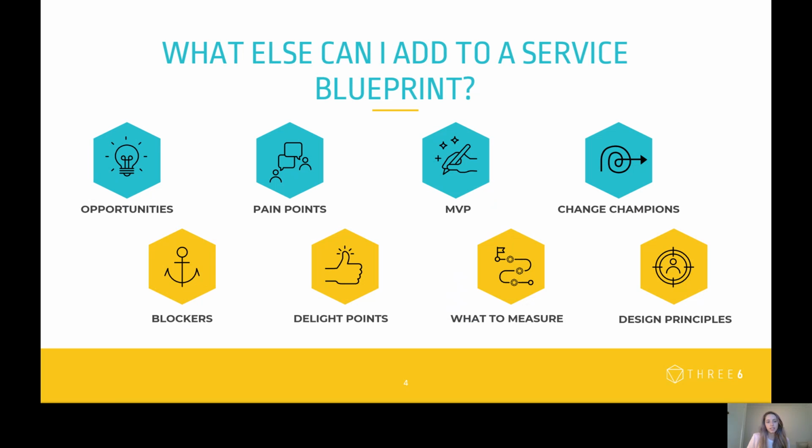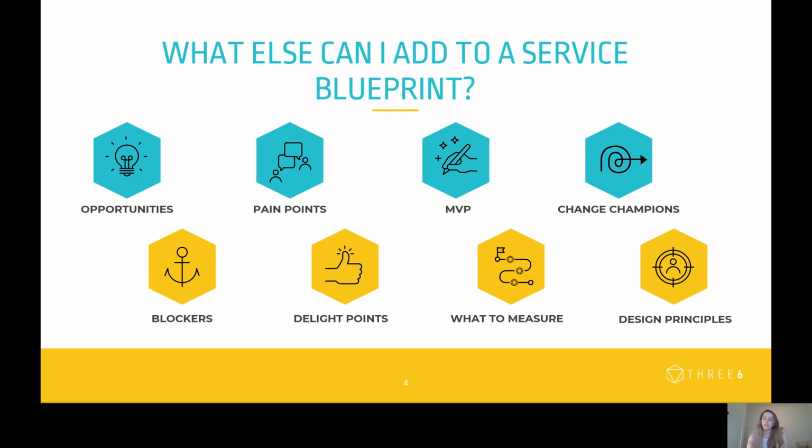What else can you see in a service blueprint? Well, as I said before, a lot of things, but opportunities. So when you have your current state, what are the main opportunities that you see that you can include, and also opportunities that your team or someone else in the organization is already working on. It's important to map them in so that you have that whole picture. You can map pain points and delight points for both employees and customers. You can map your blockers.